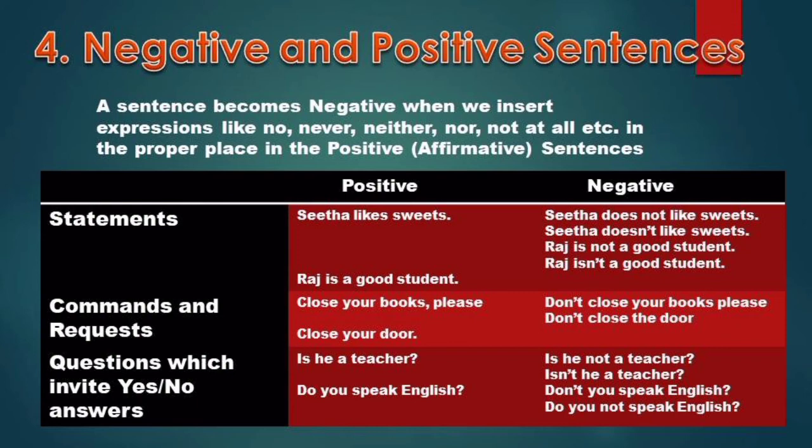"Raj is a good student." It's a positive sentence. When we insert the negative expression "not" after the verb "is," it becomes negative: "Raj is not a good student," or "Raj isn't a good student." When we insert the negative expression in the positive or affirmative sentence, it becomes negative. A statement is transformed into positive and negative.